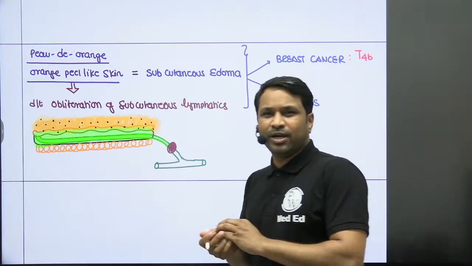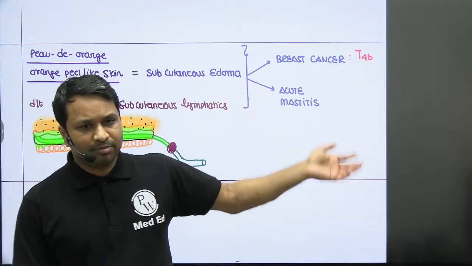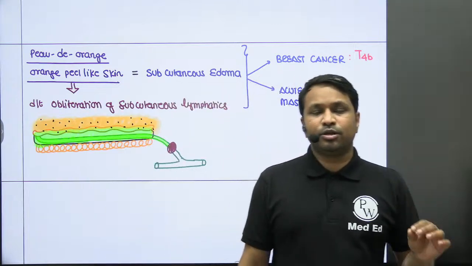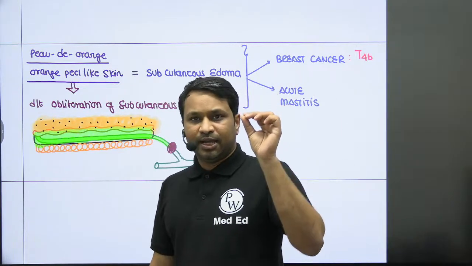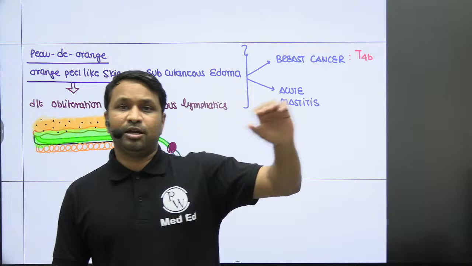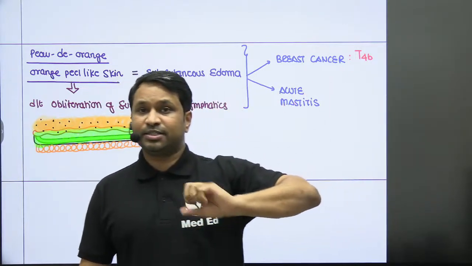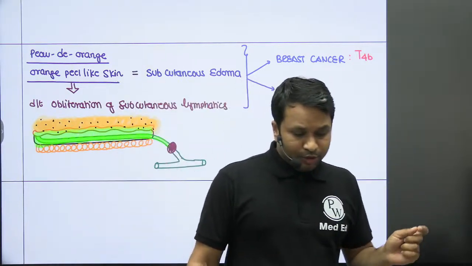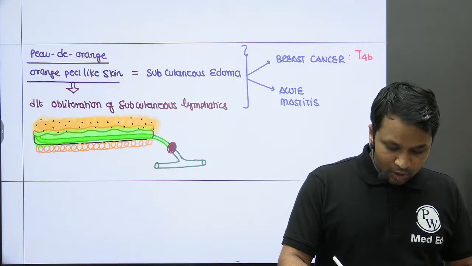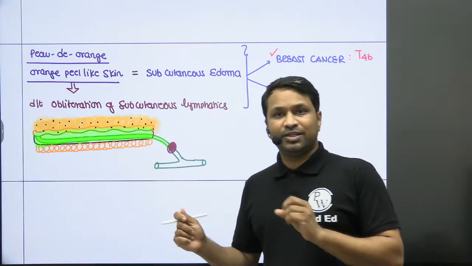So what is T4A, T4B, what is T1, T2? We'll talk about it in breast cancer and its components. For now, remember, if involvement of the skin is present, it will directly become T4B. If the chest wall is involved, it is T4A. Okay? Now, how do you know there's involvement of the skin? Peau d'orange indicates involvement of the skin in breast cancer.